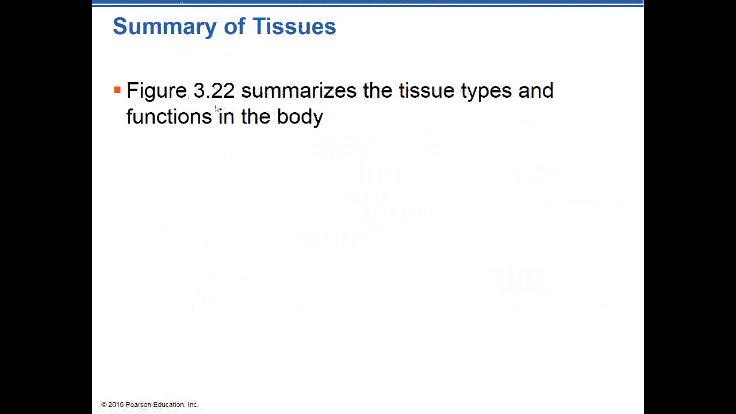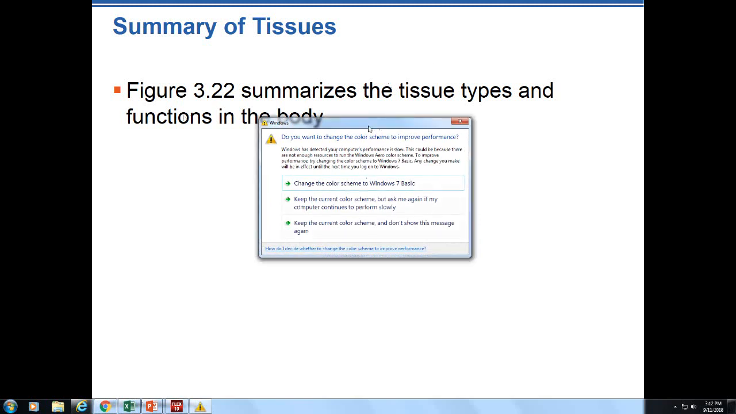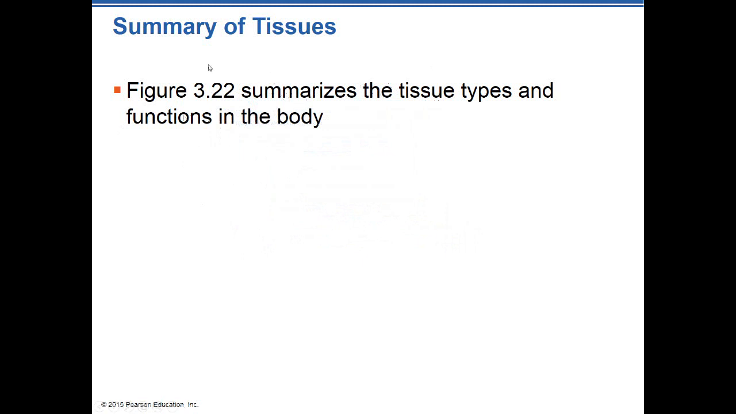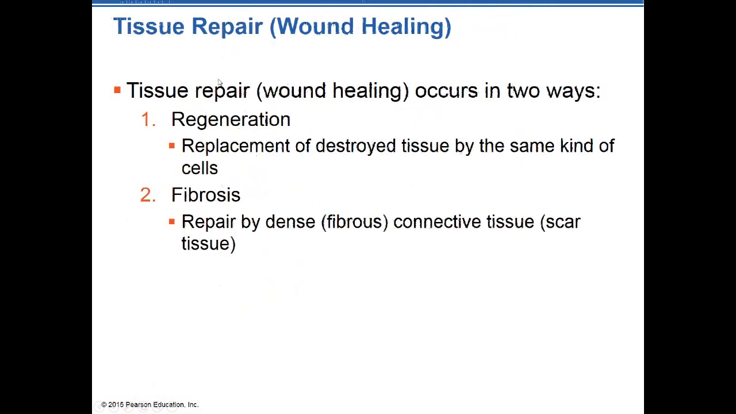Alright, so there's a figure in your textbook, 3.22, that summarizes all the tissue types. Anyway, this is a good one to study, just to summarize all of the tissues in the body. So, of course, you can pause the video here and read through this stuff on your own. But remember, you've got 4 major tissue types, so you want to know the major functions and examples of where you're going to find those tissues and what job they have in the body.